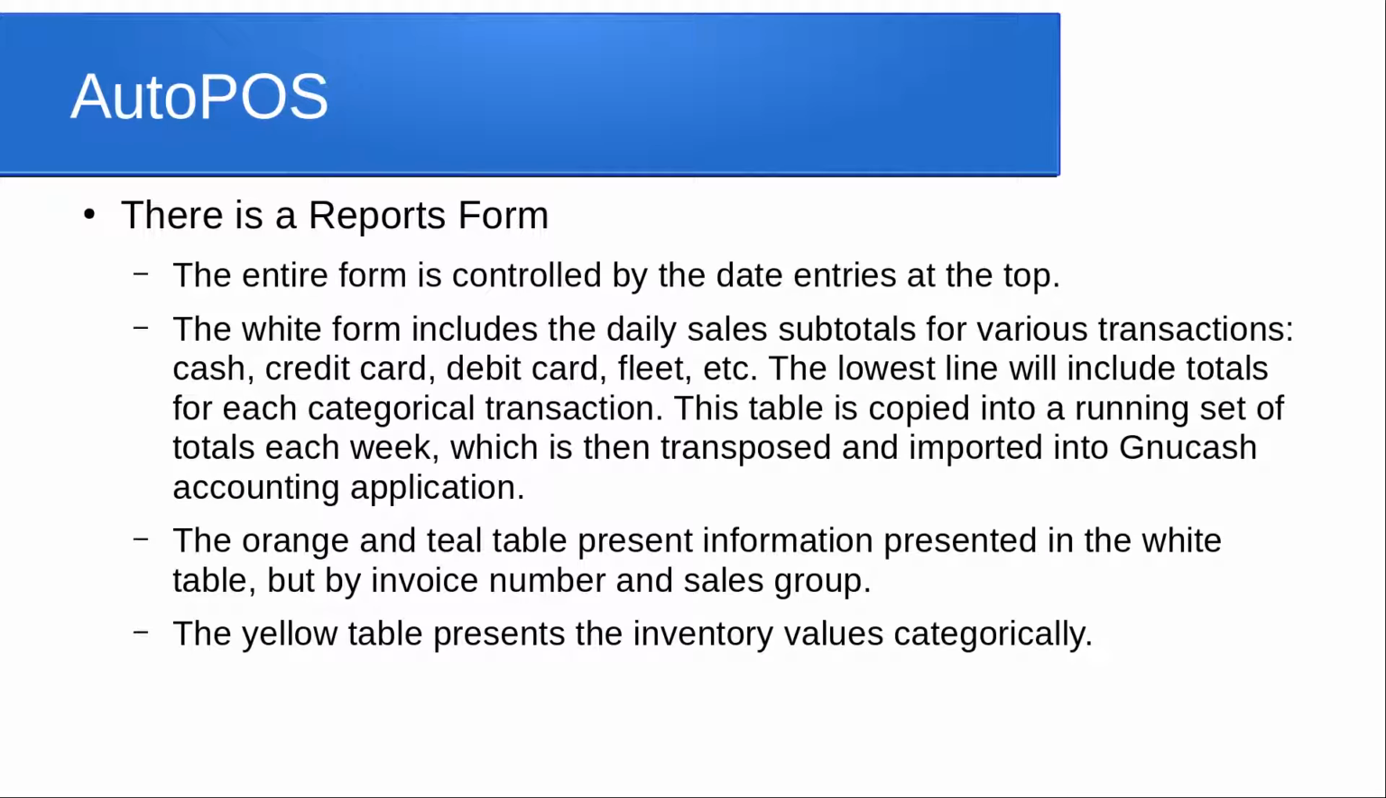The entire form is controlled by date entries at the top, so we have a date range, a beginning and an ending date. The white form includes daily sales subtotals for various transactions: cash, credit card, debit card, fleet accounts, and so forth and so on.